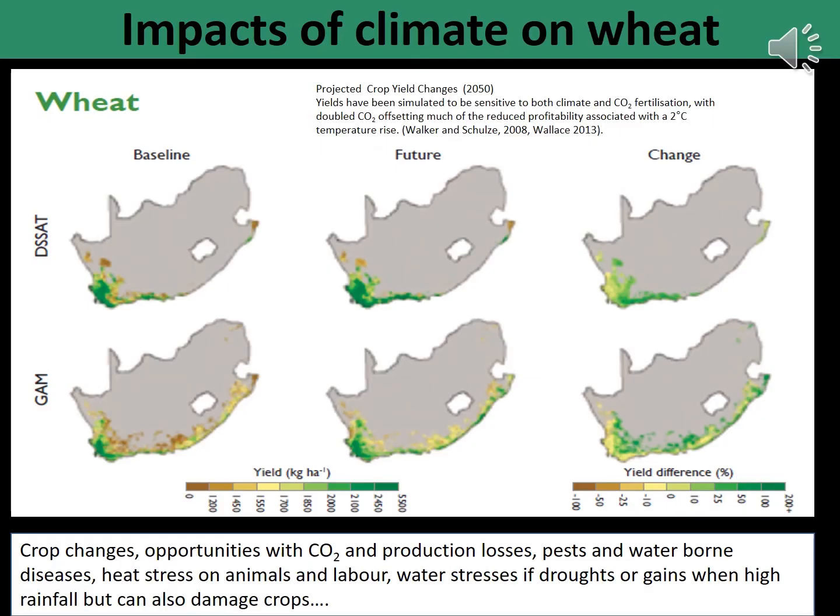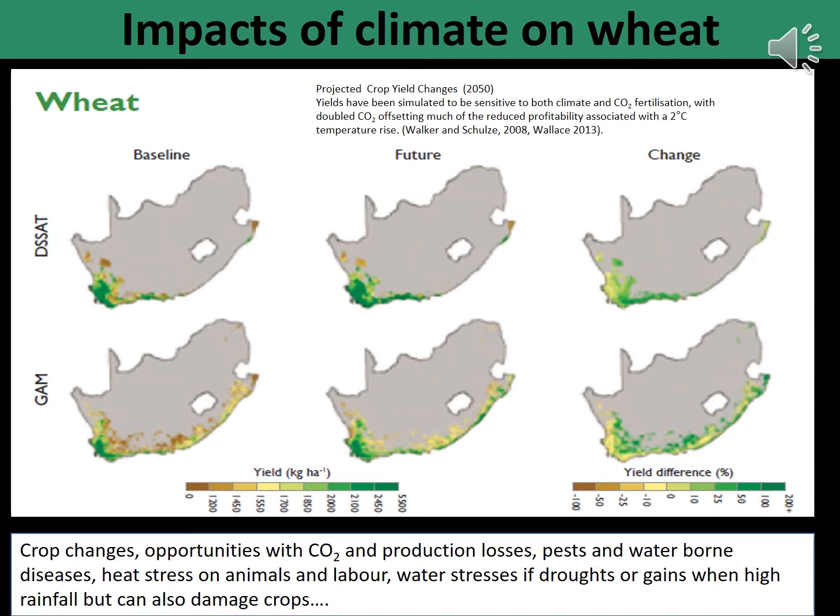Now, there has been some research done into modeling wheat, and this is very, very complicated. And what we've got here is two different types of models that are really looking at the long-term scenarios for wheat. So what you've got on the left-hand side is the baseline. This indicates the kind of yields that we expect currently. The middle column shows you the situation in the future, and the third column shows you the change. So if the change is green, it means that in those places we're expecting the wheat yield to increase. If the change is yellow or brown, we're expecting the wheat yield to decrease.